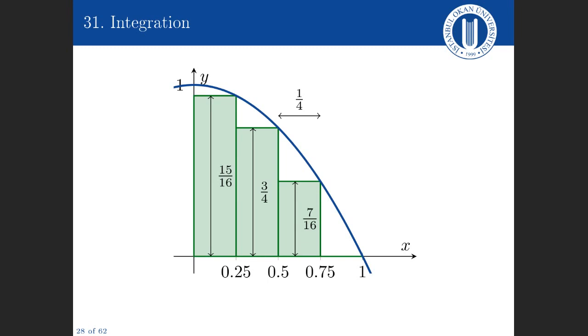Let's suppose instead of using two rectangles, we use four rectangles. Now all of my rectangles have width 1/4. The height of the first rectangle is 15/16. How do I know this? Because the function is 1 minus x squared, and if x is 1/4, it's going to be 1 minus 1/4 squared, or 1 minus 1/16, which gives me 15/16. The second box has height 3/4 and width 1/4. The third box has height 7/16 and width 1/4. And the final box has height 0.